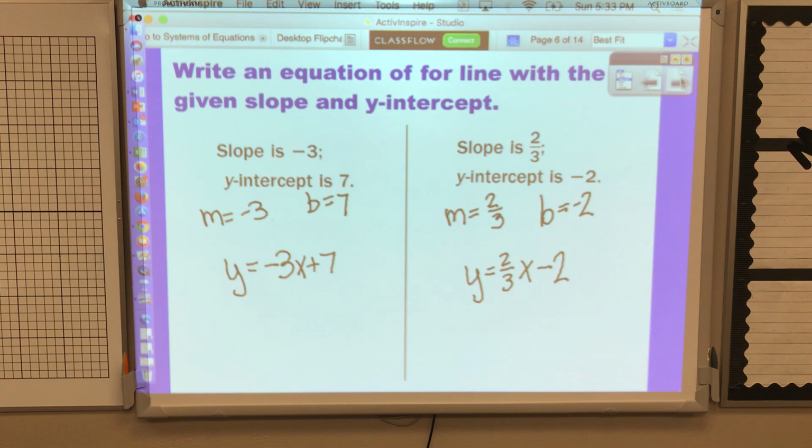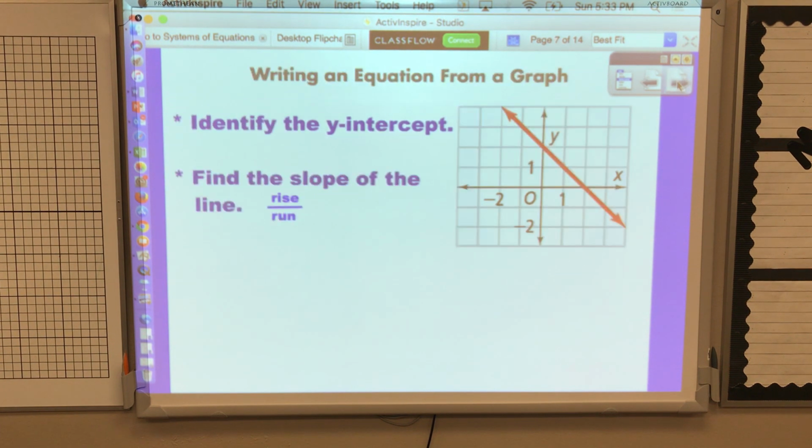The next few, you're going to have to identify what those amounts are. Okay? So when they give you a graph, they're still giving you all the information you need. You just need to identify that y-intercept and find your slope. So remember, a y-intercept is a point on your y-axis, which for us is right here. So it's up 1, 2. Ordered pair 0, 2. So my y-intercept, my b, is 2.